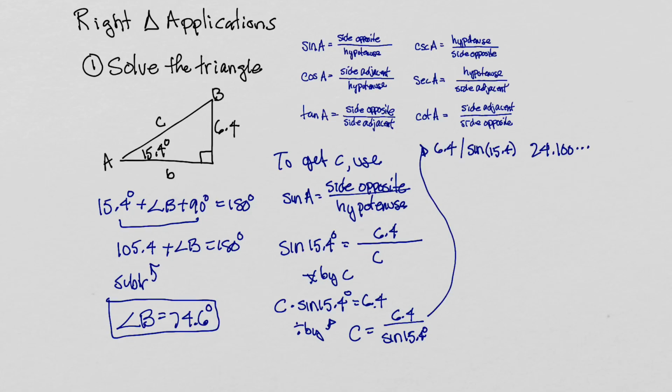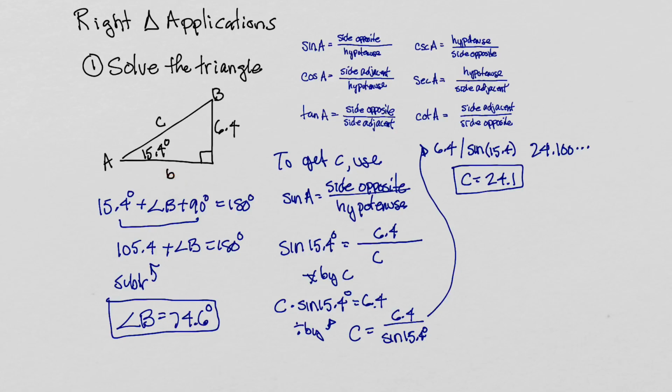And let's do that up here. So I'm going to type in on my calculator 6.4, divide, press the sine key, type in 15.4, close the parentheses. Now when I did that and pressed enter, I got 24.100... So why don't we just round to one decimal place and we'll get C is equal to 24.1. So we're doing pretty well. We're given that angle. We got that angle. We know that angle. We have that side. We just got that side. We just need one more to solve the triangle.